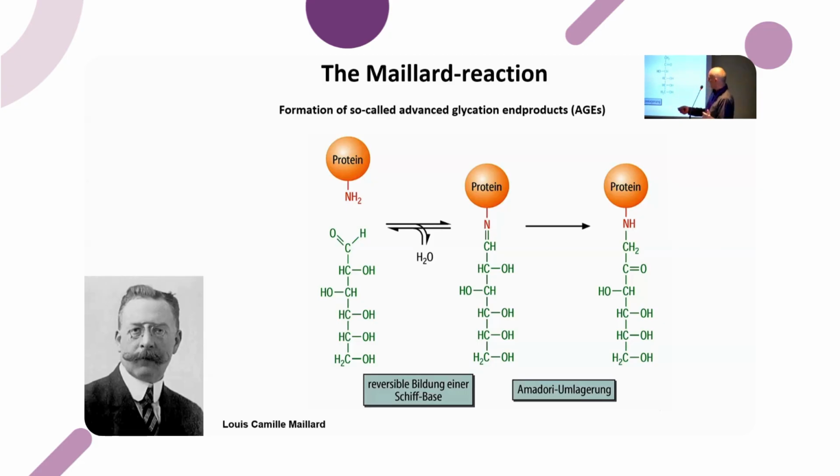And the reaction is called Maillard reaction because of Louis Camille Maillard, who discovered this reaction. And it's a very easy reaction. So the amino group of proteins reacts with the carbonyl groups of sugars. This is in the first reaction a Schiff base, and then there are several further reactions, and then you have a stable compound or a stable post-translational modification, and the name for this is advanced glycation end product.